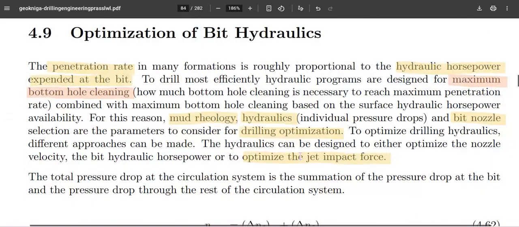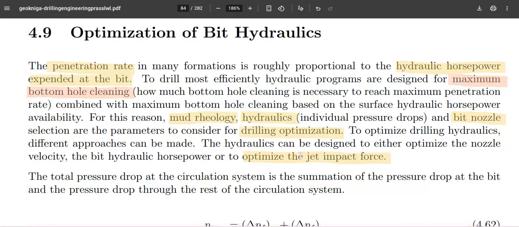So optimization, as I mentioned in the last sections, like 4.7, flow through a drill bit is a very important component for an effective drilling operation, because this is where it determines how the jet impact force helps to increase the penetration rates and the effective hole cleaning, and takes the cuttings from the bottom of the hole through the annulus to the surface.